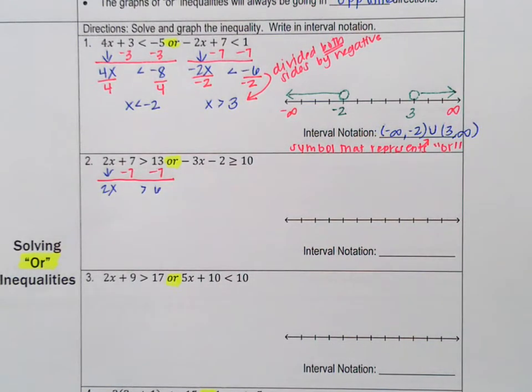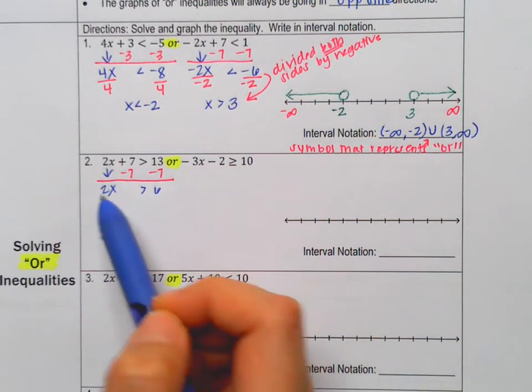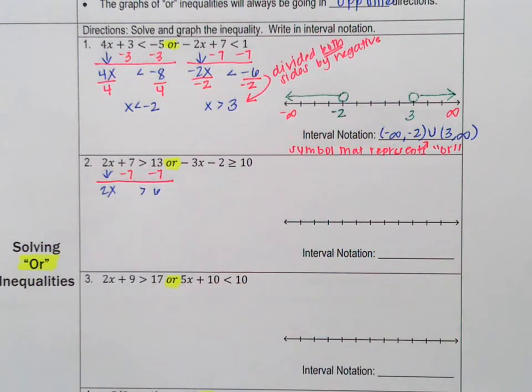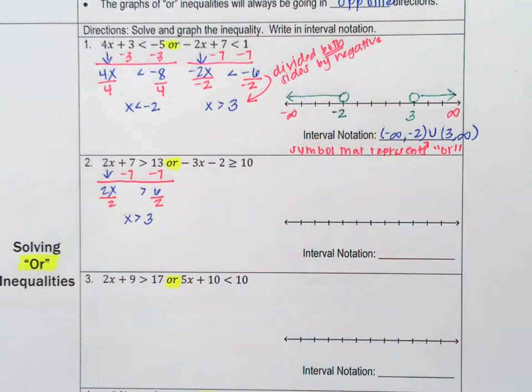So my first step to get x by itself is to subtract the 7 from both sides. So I get 2x is greater than 6. And I'm going to keep going to solve for x. So to get x all by itself, I divide both sides by 2, and I get x is greater than 3. So now go ahead and start solving.